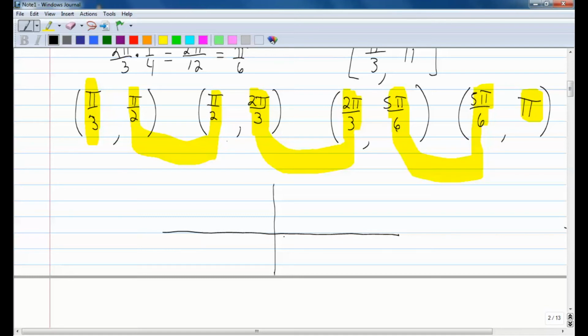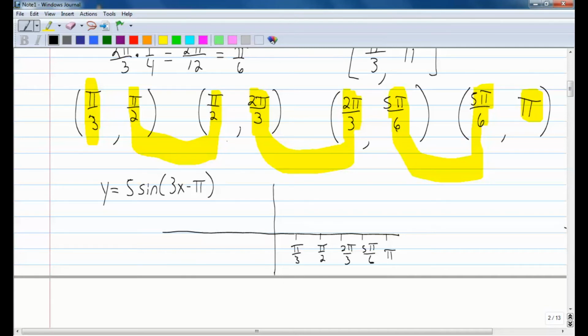Alright, so we're going to make our scale. The first point here, that's where I'm going to start. That's pi over 3. The next significant point is pi over 2. The next significant point is 2 pi over 3. The next significant point is 5 pi over 6. And the last significant point is pi. Now, you need to recall the basic shape of the sine curve, because this is a graph for sine.